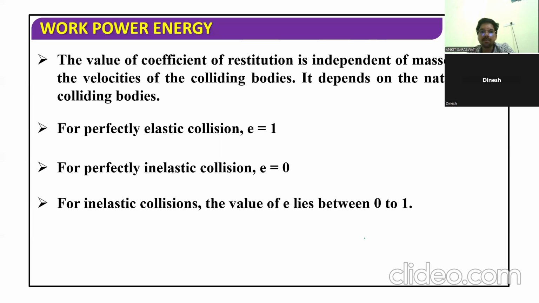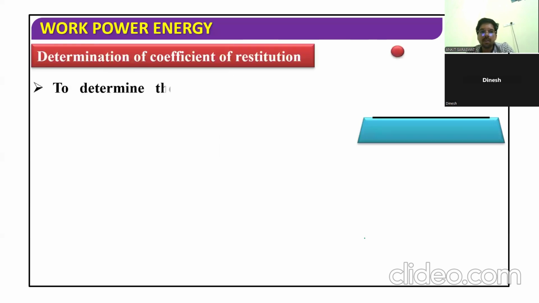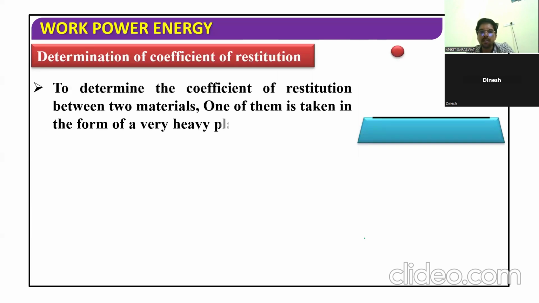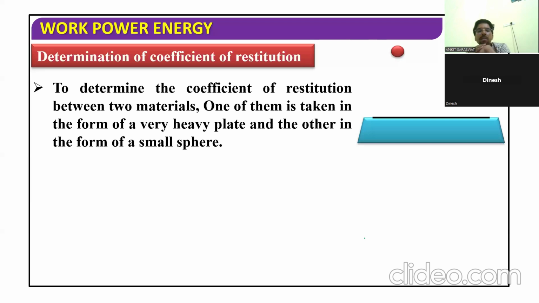Now, determination of coefficient of restitution. For example, there are two materials. One is a ball, one is the surface on which this ball is going to hit. One of them is taken in the form of a very heavy plate and the other in the form of a small sphere. Two bodies. Clear? How many bodies are here? One is this heavy plate.